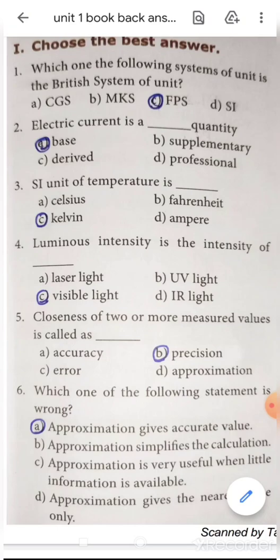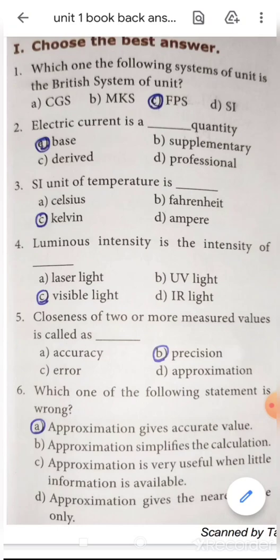Closeness of two or more measured values. Accuracy is the closeness of the measured value and the actual value. Precision is the closeness of two or more measured values compared with each other. The uncertainty is error. Approximation is finding the solution by estimation.